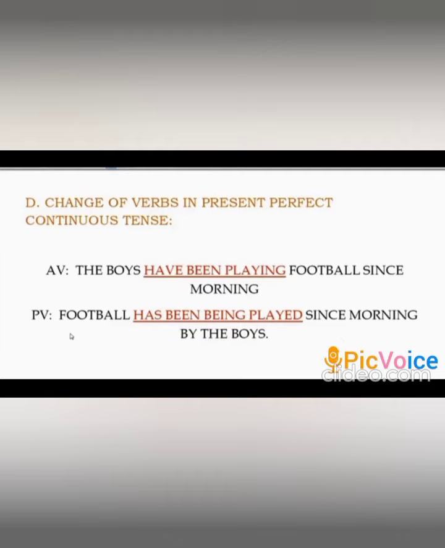Football is the object of the active voice sentence, it has become the subject. Football has, because it is singular, we are adding has as auxiliary verb, and been is added because it is perfect. Then because the main verb playing is in the continuous tense, we have to add being in the passive voice. So being played, the V3 form of the verb is played, since morning by the boys. The boys has changed to by the boys.